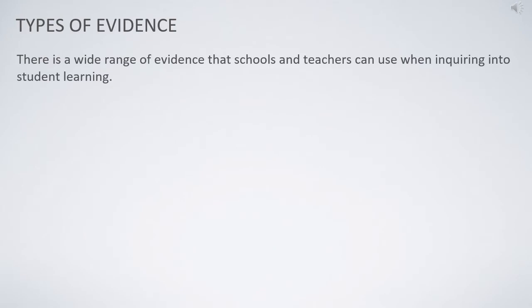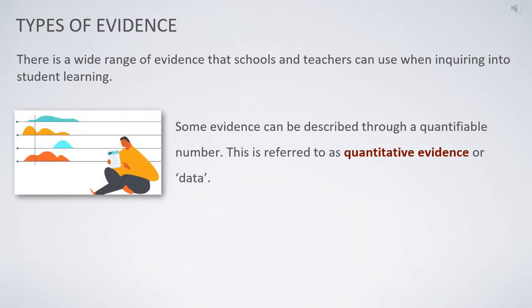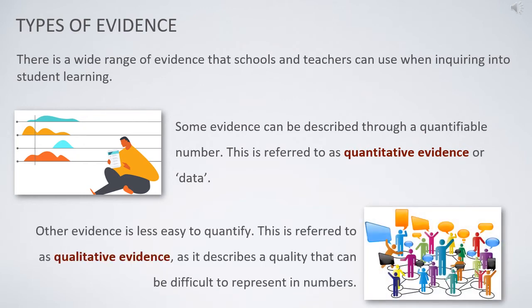Types of evidence. There is a wide range of evidence that schools and teachers can use when inquiring into student learning. Some evidence can be described through a quantifiable number. This is referred to as quantitative evidence or data. Other evidence is less easy to quantify. This is referred to as qualitative evidence, as it describes a quality that can be difficult to represent in numbers. Both types of evidence are used by teachers and schools.